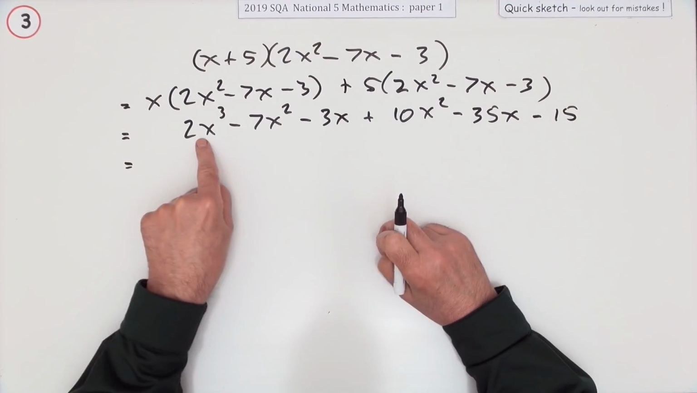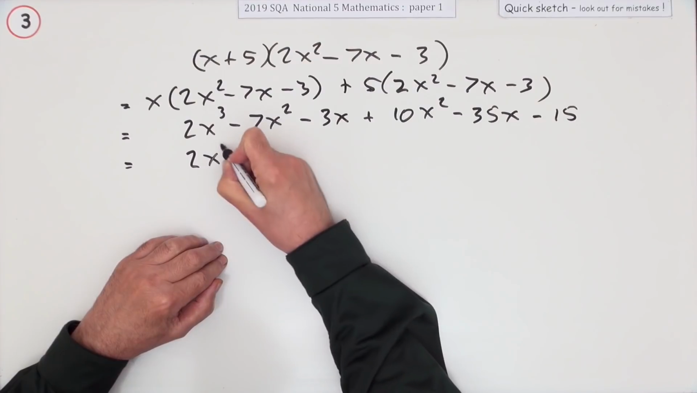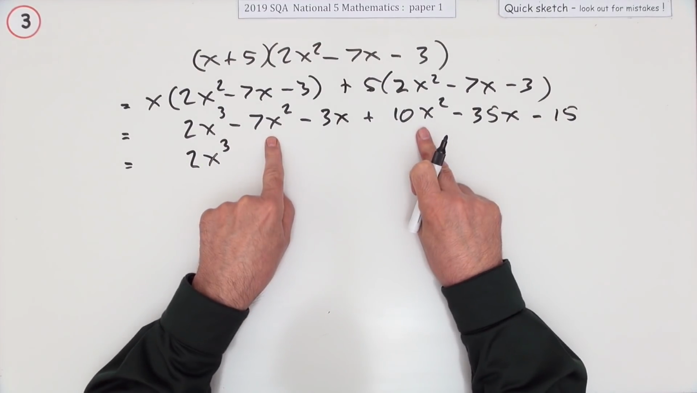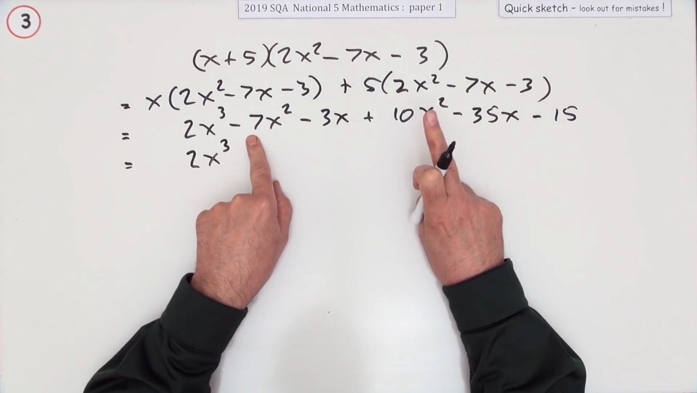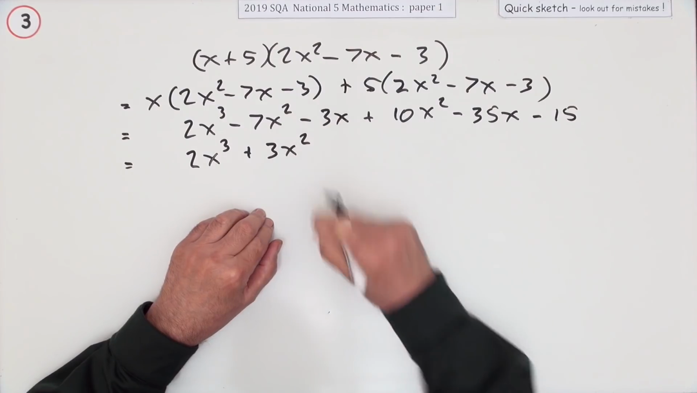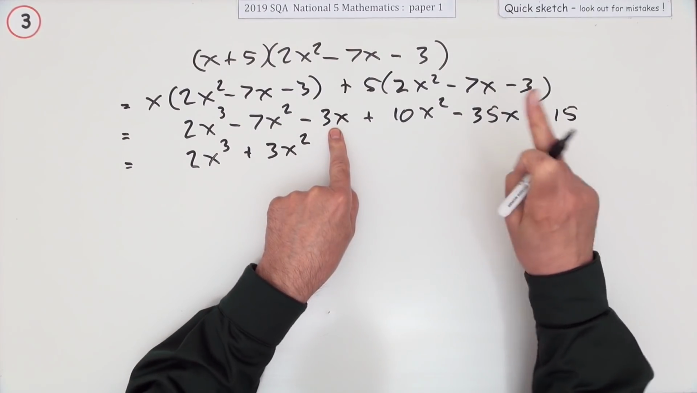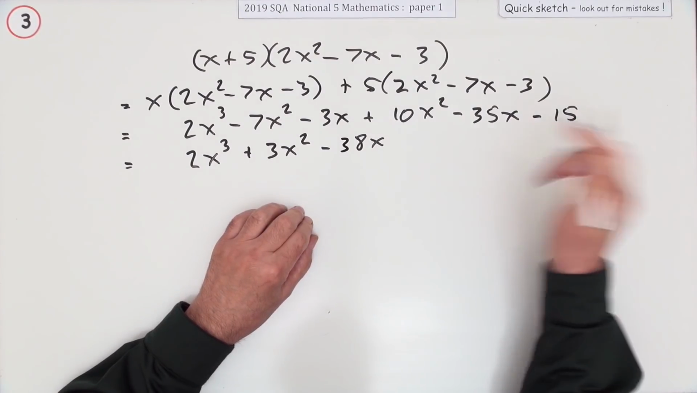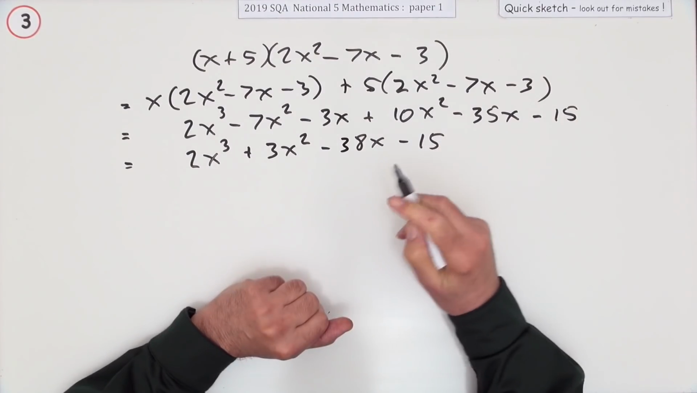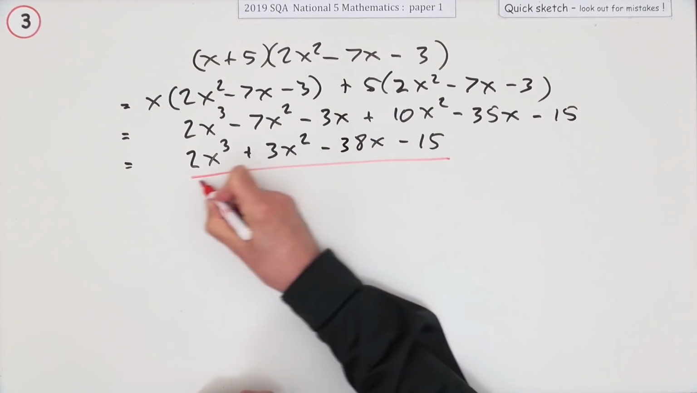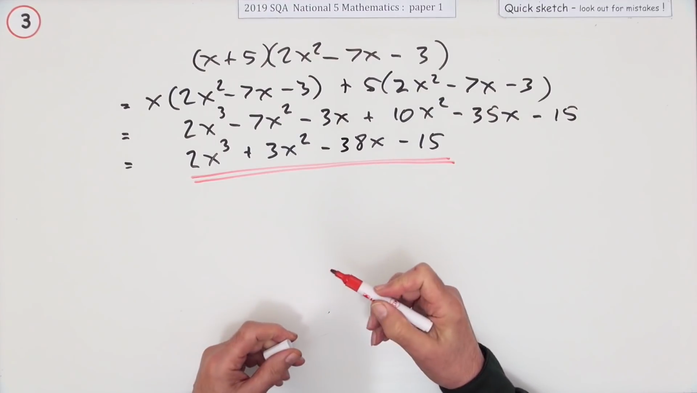They pair off. Well, apart from that one, there's only one that says cubed and there's only one that says a number. But there's 2 that say x squared. Minus 7 plus 10. That's plus 3x squared. Minus 3, minus 35, that's minus 38x. And on its own, number 15. Do it carefully and you should pick up the 3 marks.